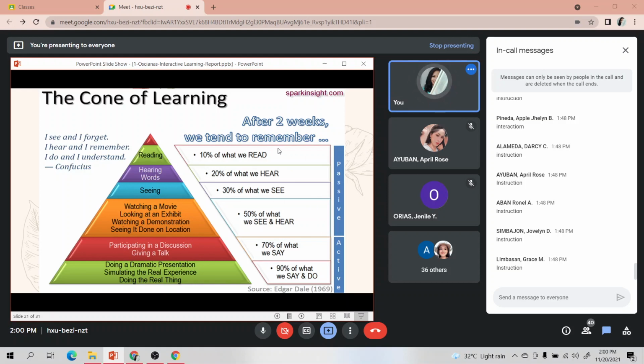So, kung gusto ka nga, imuhang learner is dito sa active. So, diri ka sa participating in a discussion, giving a talk, because 70% of what we say is ma-remember daw nila. And then, 90% of what we say and do, like for example, doing a dramatic presentation or kanang mga simulation or doing the real thing. So, kana siya is part of active learning.